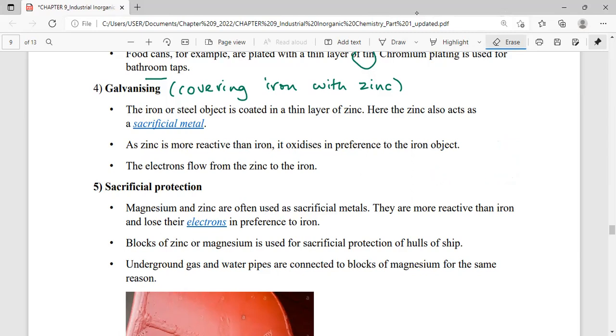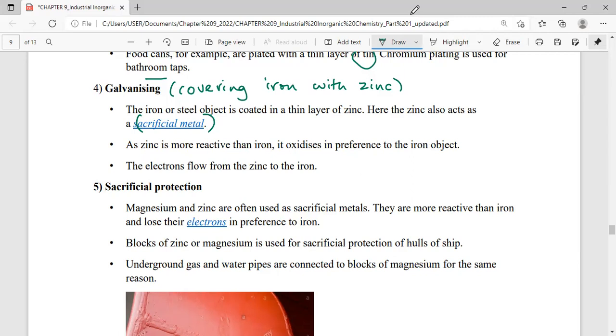So the zinc metal sort of sacrifices itself for the iron. So zinc is called the sacrificial metal. As I said earlier, zinc is more reactive than iron, so it oxidizes in preference to the iron. In preference means when compared to the iron, it oxidizes faster. Not only that, the electrons flow from zinc to the iron.